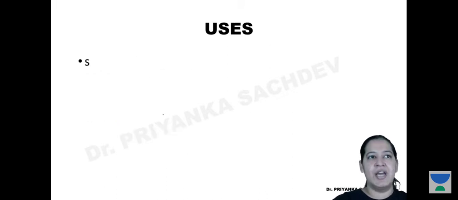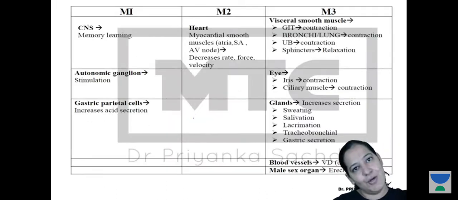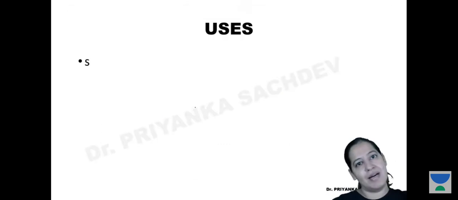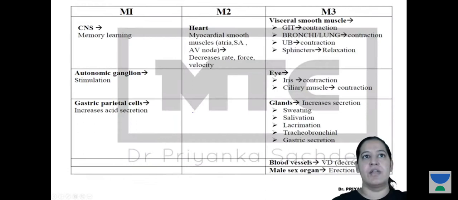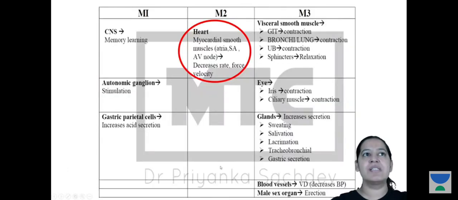In the action, whatever good things are there, mark it as uses. Whatever bad things are there, mark it as adverse effect. So uses, there are 6 uses. I will tell you 6 or 7 uses. I will mark it. So the first use is based on heart.